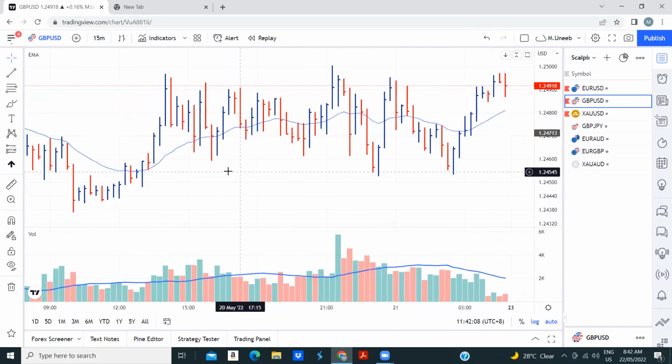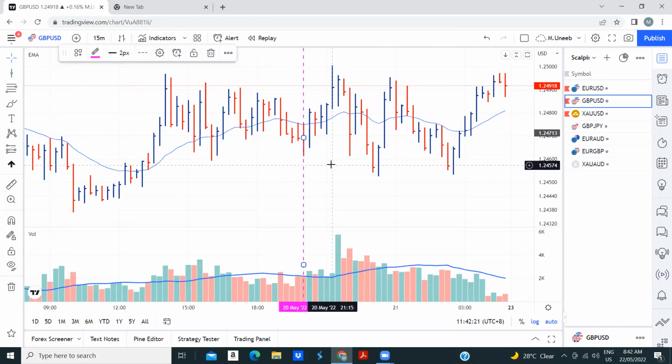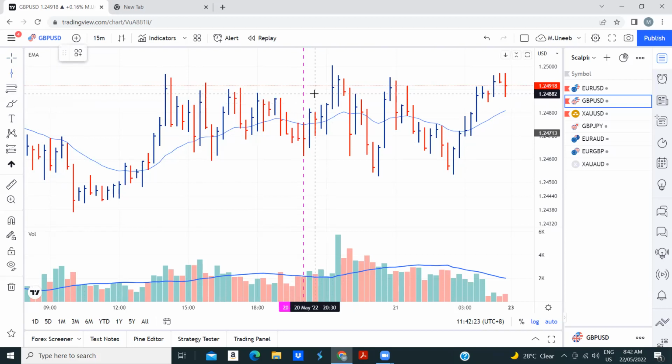This is the last session here. 8 p.m. would be this one. 7 p.m., 8 p.m. Right. So let me draw a vertical line there to identify my 8 p.m. session. Okay, and the second one was which one? 9 p.m.